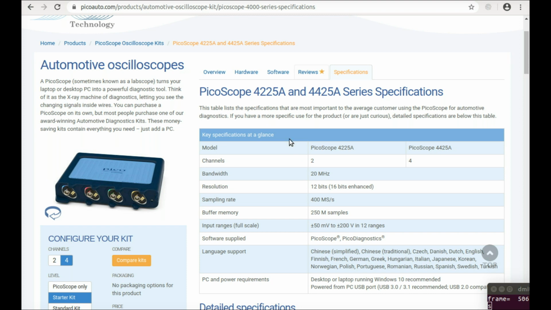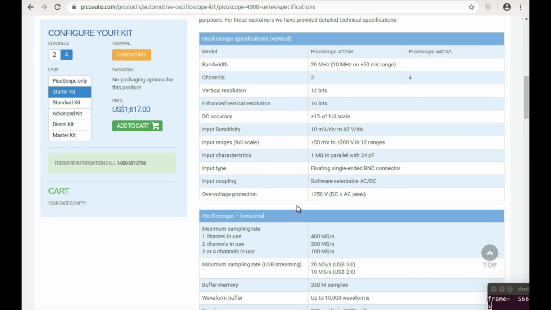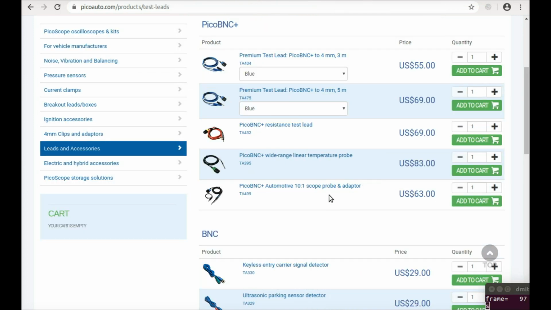However, the rest of the specifications are pretty similar, and that includes the overvoltage protection, which is plus minus 250 volts. This means that if you are measuring something like a primary ignition waveform, you need some sort of an attenuation in the path. Otherwise, you may damage the scope. How is this achieved in the new oscilloscope? Well, instead of a separate attenuator, a Picoscope offers a special probe that combines the leads and the 10-to-1 attenuator.